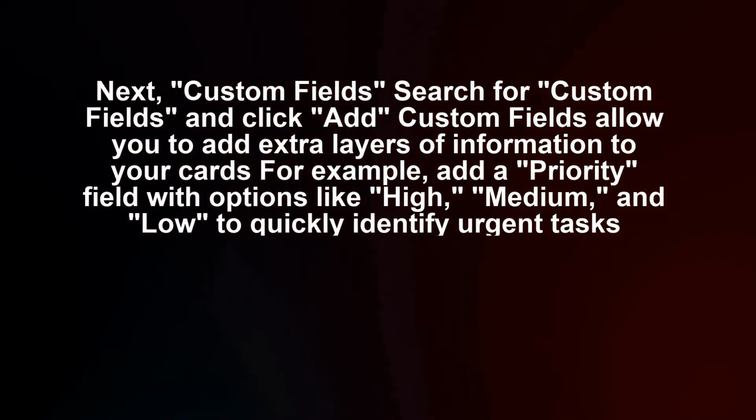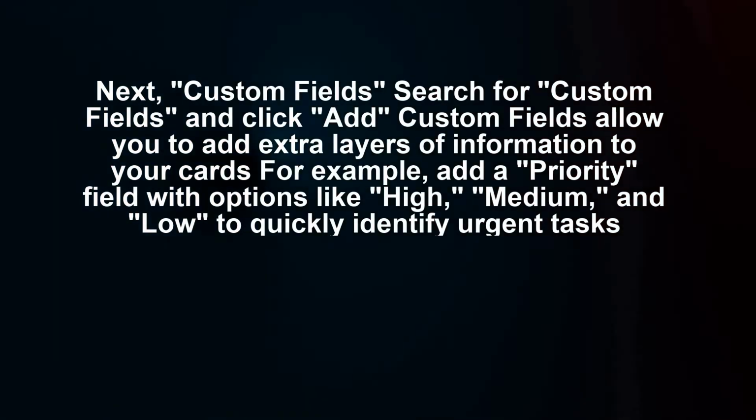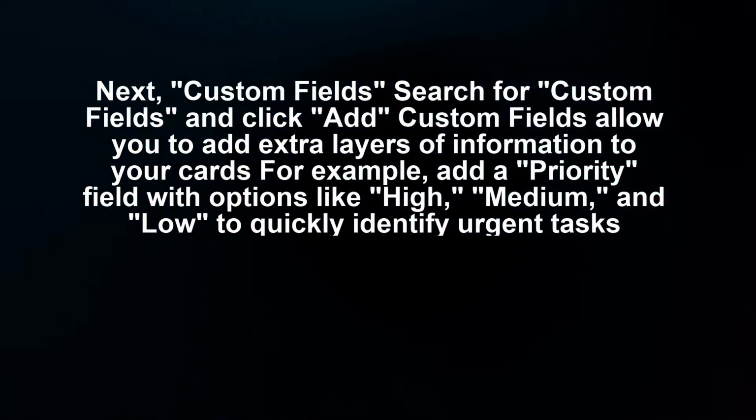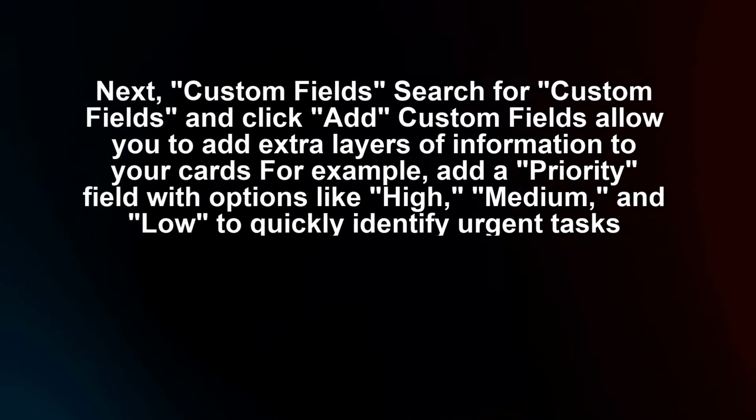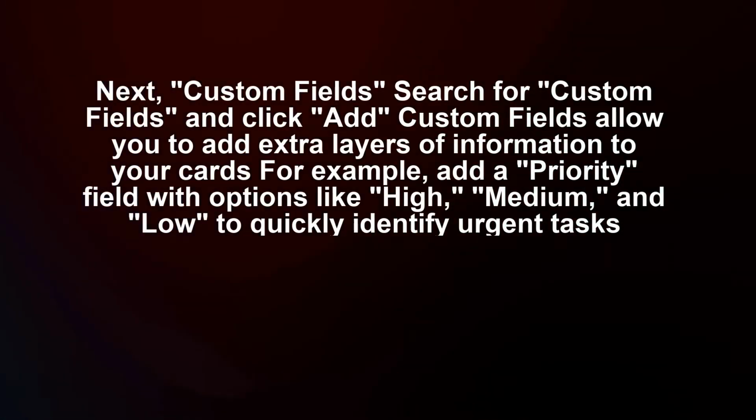Next, Custom Fields. Search for Custom Fields and click Add. Custom Fields allow you to add extra layers of information to your cards. For example, add a priority field with options like high, medium, and low to quickly identify urgent tasks.